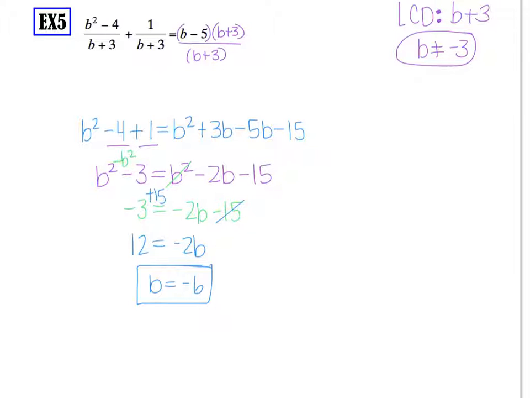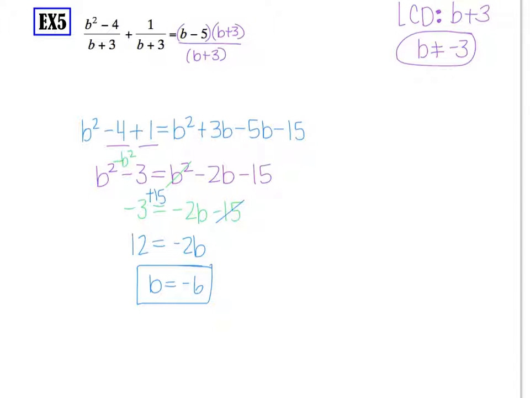So what equation can I write? Well, nothing on the left-hand side of the equal sign got touched. So b squared minus 4 is going to come down, plus 1 is going to come down. And that's going to equal, and all I did was I multiplied out. I distributed. So b times b is b squared, b times 3 is 3b, negative 5 times b is minus 5b, and negative 5 times 3 is negative 15.